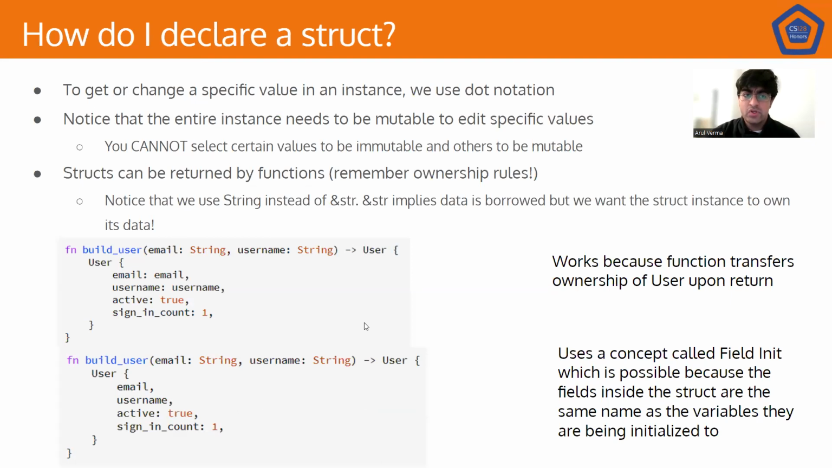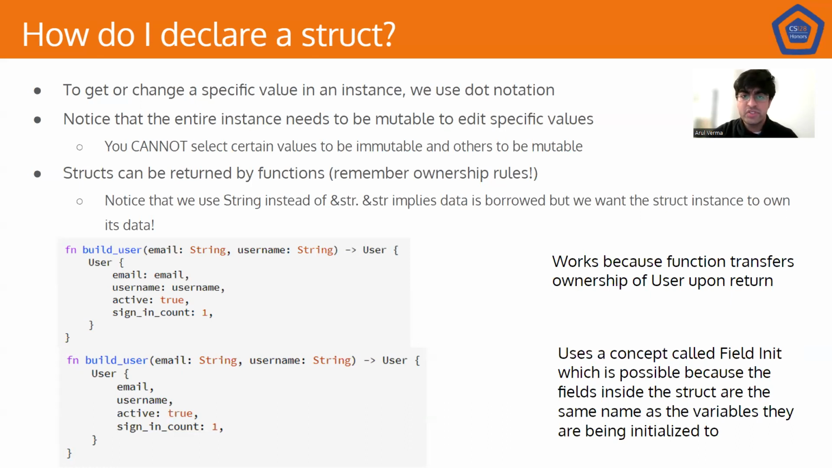To get into or change a specific value in an instance, we use dot notation, as we saw just a few seconds ago. This allows us to essentially change or edit the struct instance as much as we want to. But the one thing to note is that there is no private or public in a struct, and there's no selective mutability. If your struct instance is mutable, then the entire instance is mutable, and you cannot select certain values to be mutable and certain to be immutable.